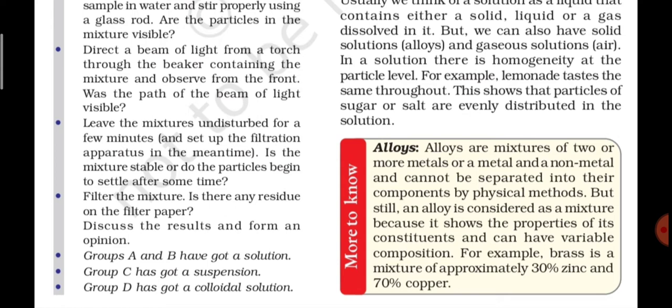So group A and B have got a solution. Now see, you will find that these are three different terms. Group A and B have got a solution. Group C has got a suspension. Group D has got a colloidal solution. Now about all these three, solution, suspension and colloidal solution, we will be discussing in detail with examples and properties later on in this chapter.